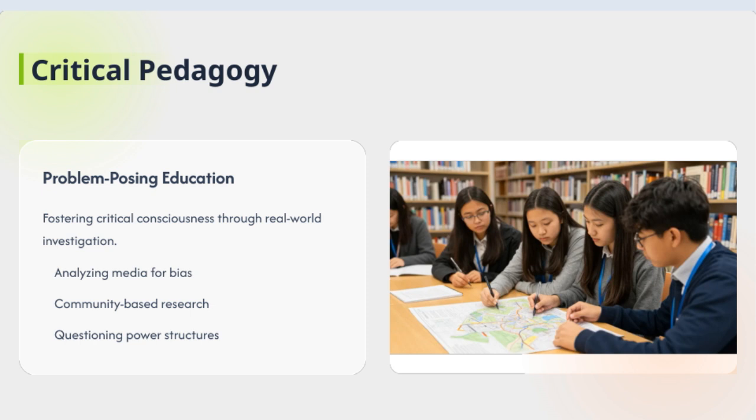Analyzing media for bias is another key point, learning to recognize how media can shape perceptions by highlighting certain stories or framing issues in particular ways. This helps us develop a more critical eye and avoid taking information at face value. All of these strategies are about fostering critical consciousness through real-world investigation. It's about moving beyond passive consumption of information and actively questioning and exploring the world around us.